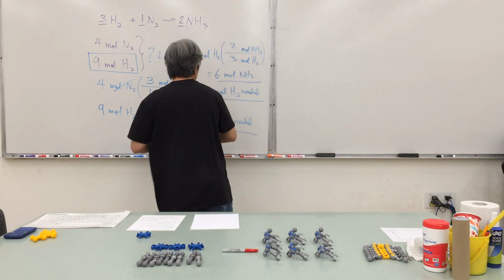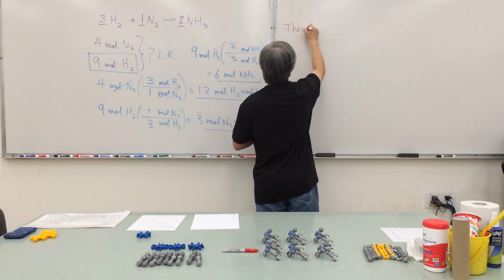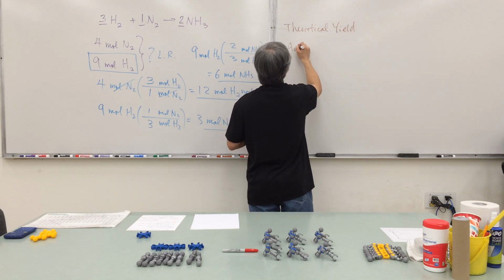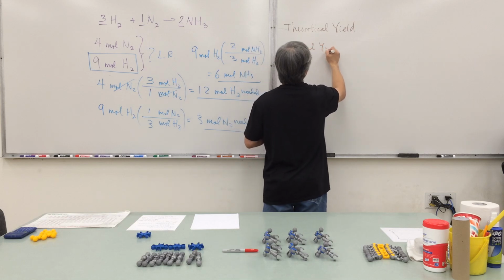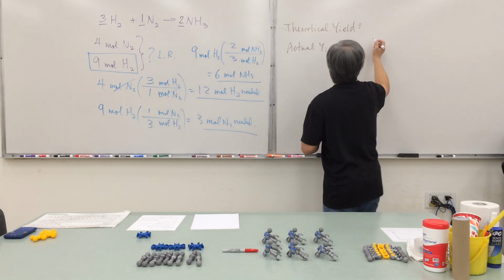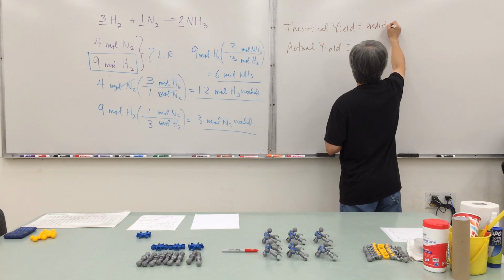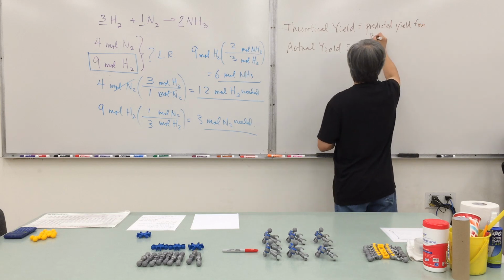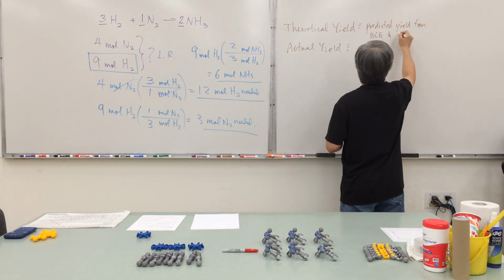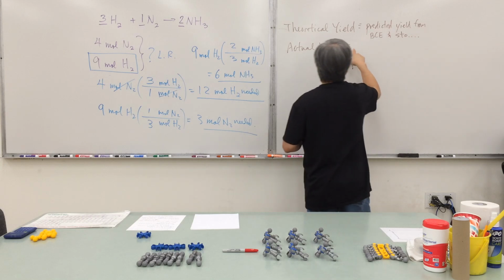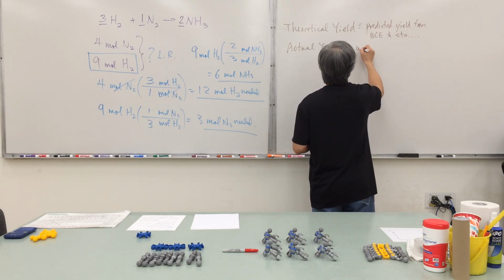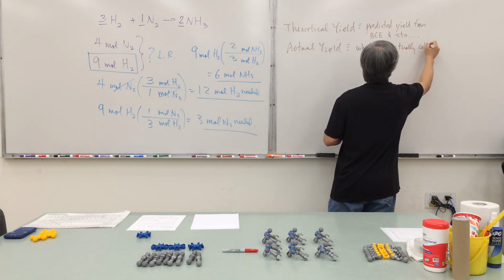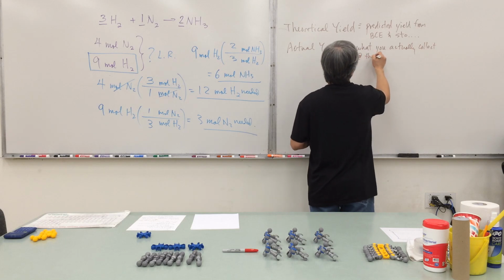So the difference between theoretical yield and actual yield. The theoretical yield is what is being predicted. This is the predicted yield from the balanced chemical reaction equation and stoichiometry. Whereas actual yield is what you actually collect at the end of the reaction.